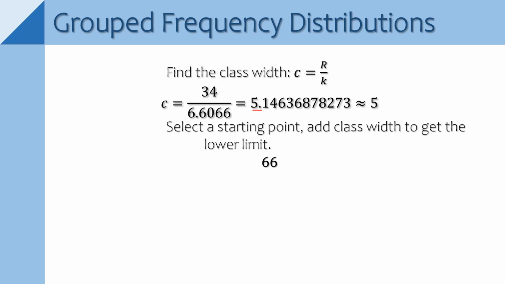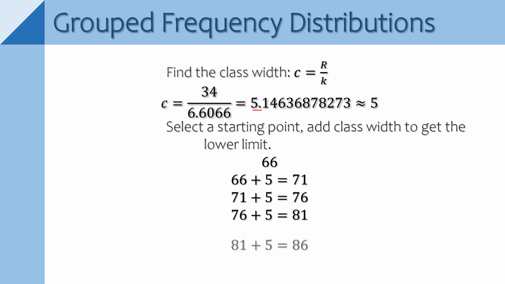For the second lower limit, we have 66 plus 5 is equal to 71. Next, 71 plus 5 is 76. Next, 76 plus 5 is 81. So 81 plus 5 is 86. And then we have 86 plus 5 is equal to 91. And then last one, we have 91 plus 5 is equal to 96.